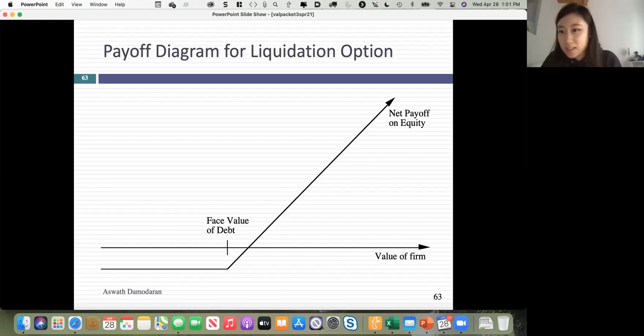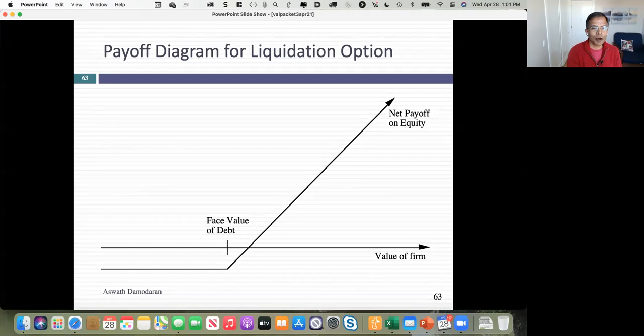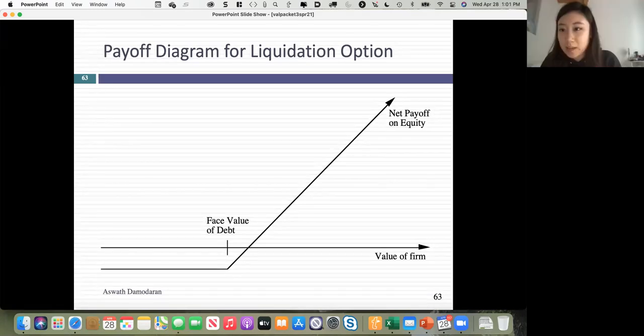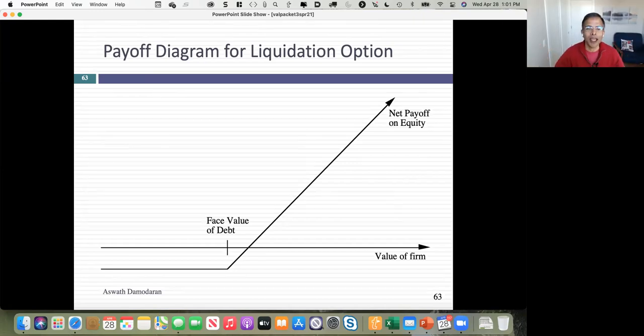So do I have to pay the 60 to the bank then? Okay. And how come you don't have to pay the remaining 40? Because I have limited liability. Exactly. So the most you can lose in equity is what you originally paid. So if the value of the firm is less than the face value of the debt, the most you can lose is what you originally paid. They can't come after your assets. Hey, that looks like a call option, doesn't it?